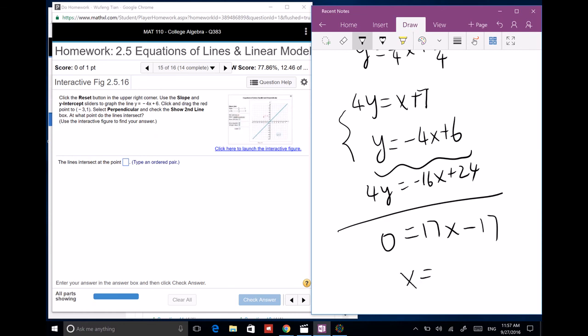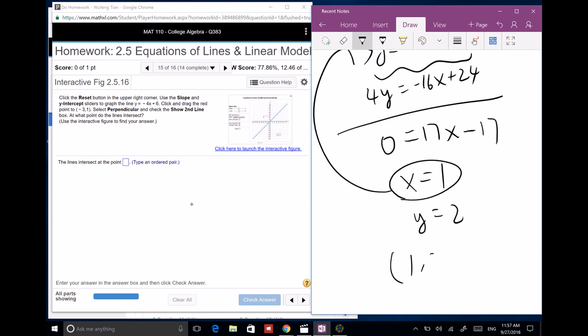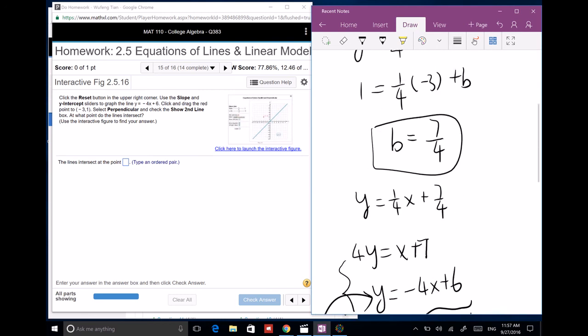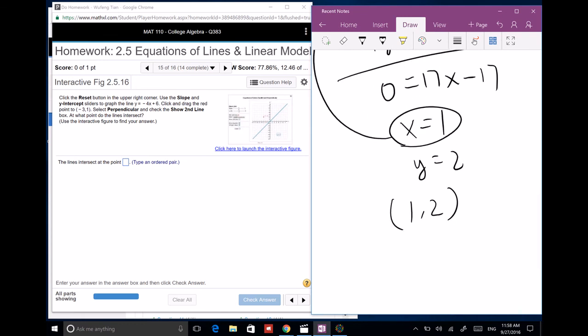So x equals 1. Once x equals 1, y equals 2. Plug x equals 1 into here. You get y equals 2. So the solution is 1 and 2. Well, if you can use the graph, I think you can read that the point is actually 1 and 2.